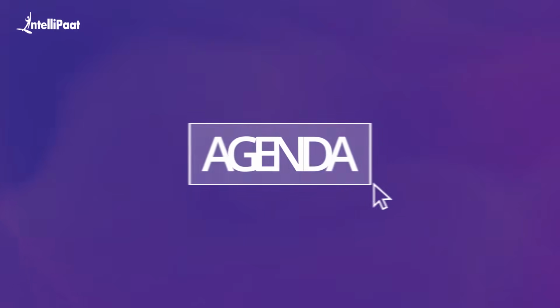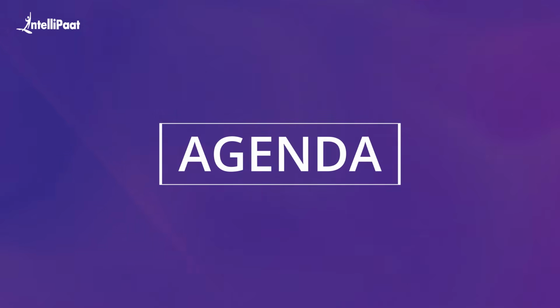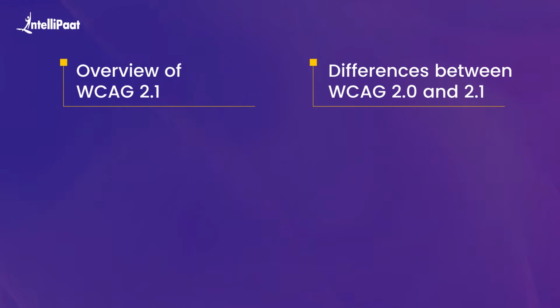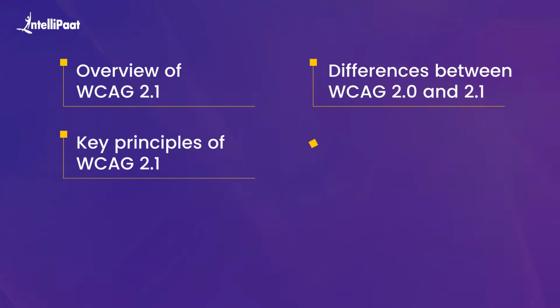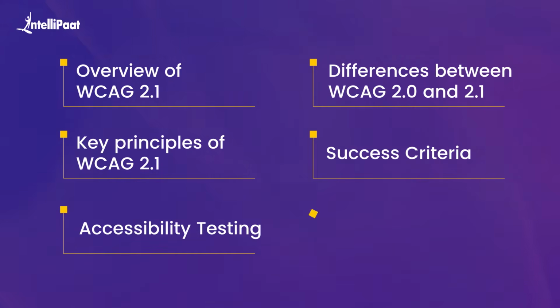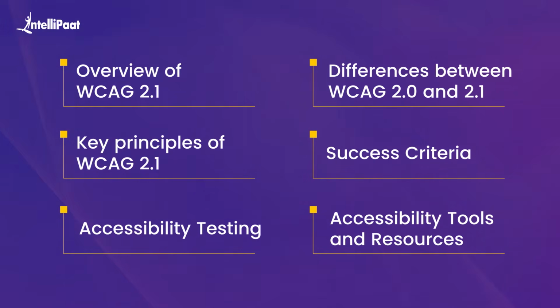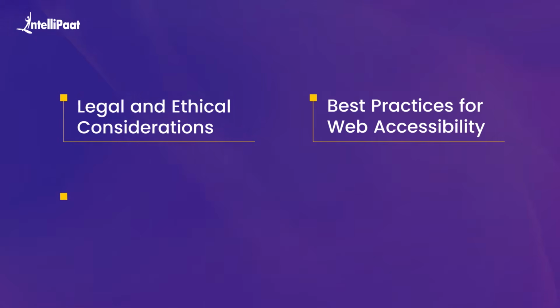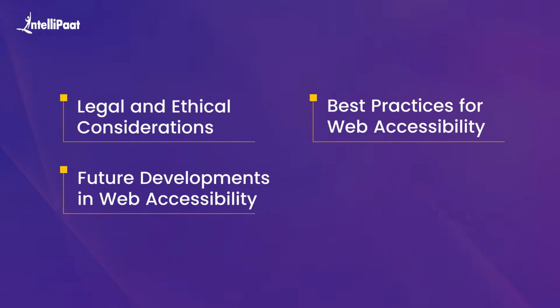With that being said, let us take a look at the agenda for this video. First, we'll look at the overview of WCAG 2.1. Then we'll look at the differences between WCAG 2.0 and 2.1. Then we'll look at the key principles of WCAG 2.1. Then we'll talk about the success criteria and the accessibility testing. Then we'll talk about accessibility tools and resources. Then we'll look at the legal and ethical considerations. Then we'll talk about the best practices for web accessibility. Then we'll look at the future developments in web accessibility. And with that, we'll conclude.